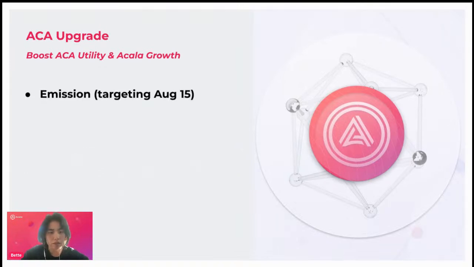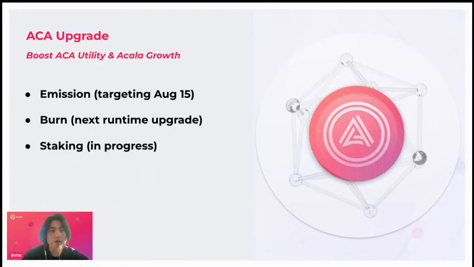Yeah, so as I said, the vote just went up. I think it's targeting August 15th for the emission. And the details are all in the tweet. So if someone can share the tweet, or on the wiki that I showed just now, there's also details on the emission, the burn, and the utility of the ACA token. So if you want to read in more detail, that's where you can go.